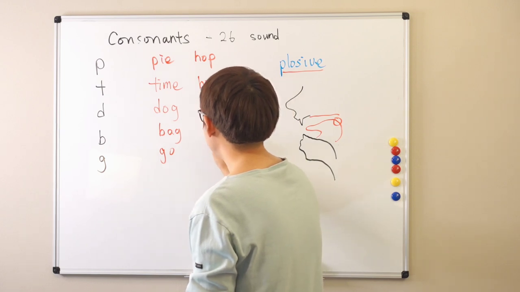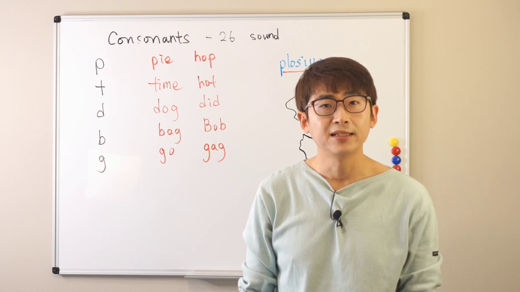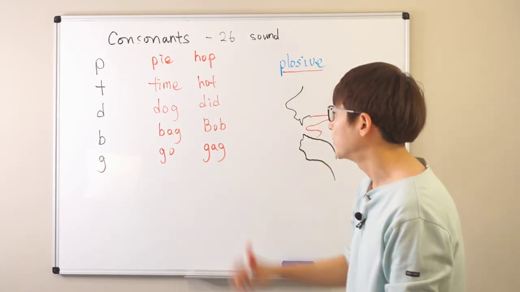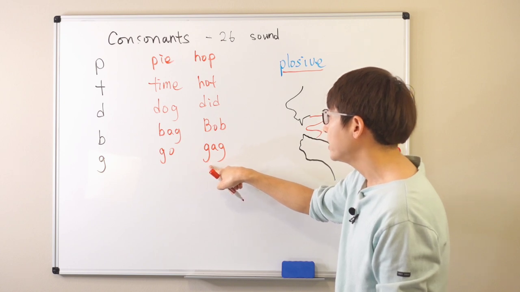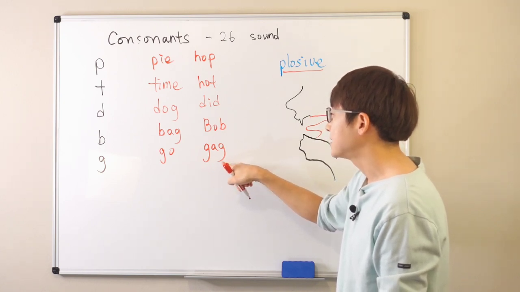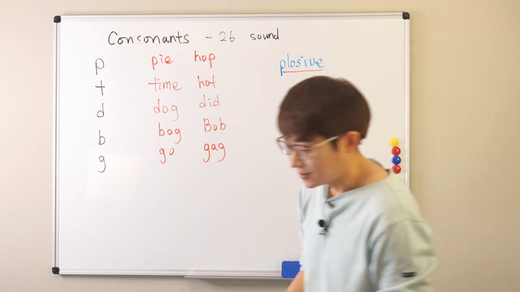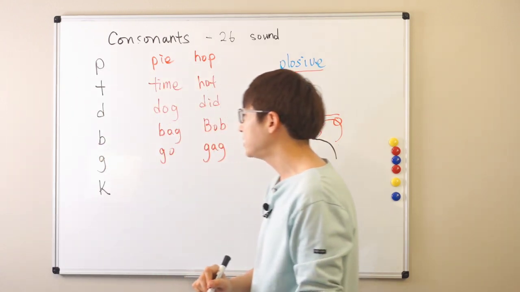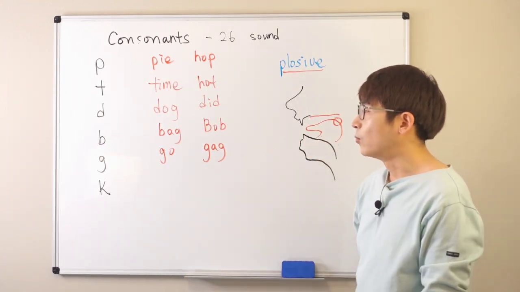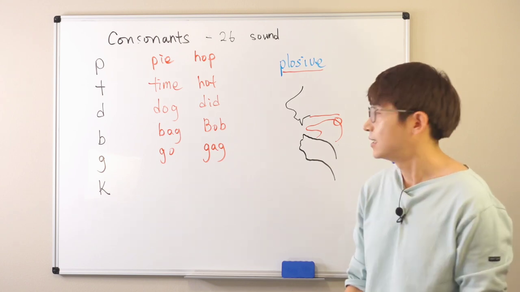And another example would be this one. Gig, gig, all right? Excellent example, because we have the sound of G to begin with, and that's the sound that ends this word as well. Gig, gig, okay? And slightly different, more stressed, we have the sound K.